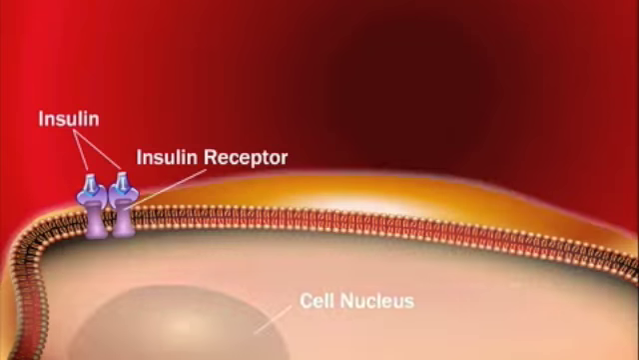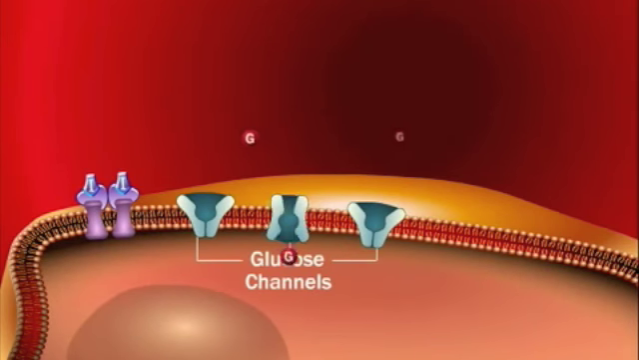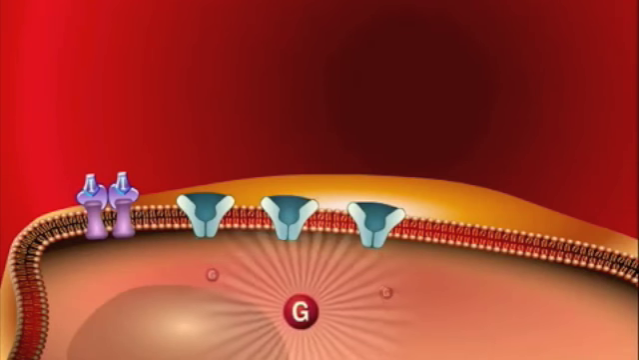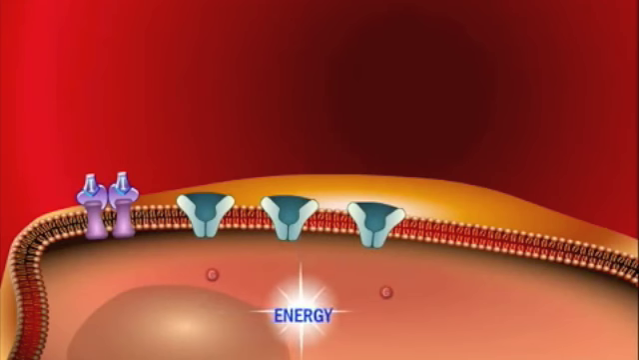The next process is the final step in the signal pathway. GLUT4 proteins are embedded in the cell, which allows large amounts of glucose to move into the cell through facilitated diffusion. Through this process, energy is made for the body.